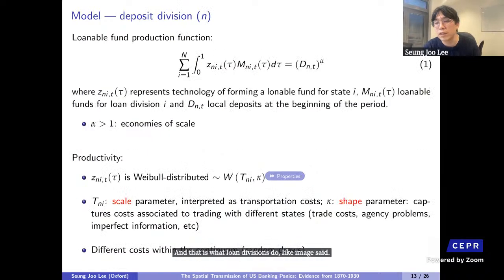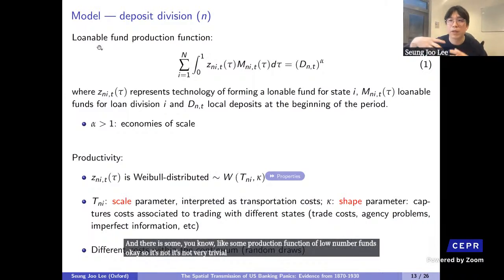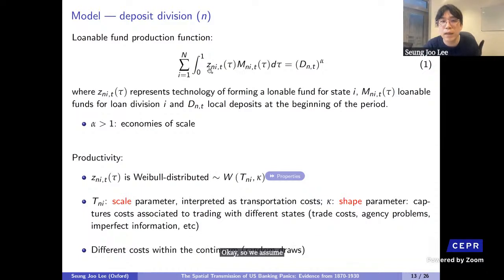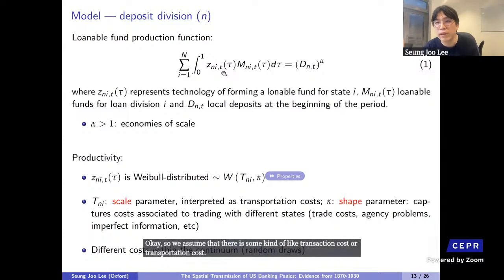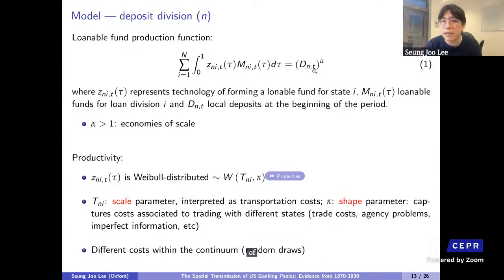And let's move to the deposit division. This is a little bit tricky. Deposit divisions, of course, get deposits. We use N as the index of the deposit division. So depositors in state N give D_Nt to deposit divisions of N, and there is some production function of loanable funds. It's not trivial to make loanable funds from deposits, so we assume there is some transaction cost or transportation cost, following the trade literature. Given deposits, this is the money you are willing to offer as loans to state I, but in order to do that, you have to pay a proportional cost, denoted by Z_NI(t, tau).